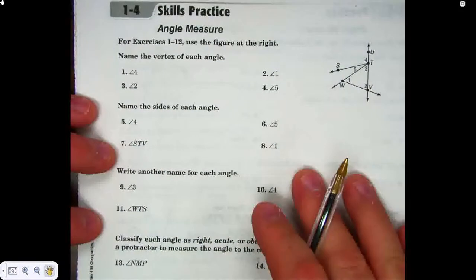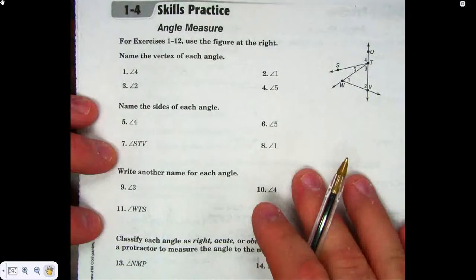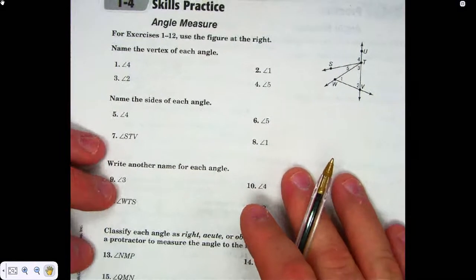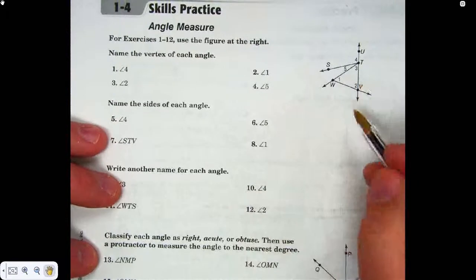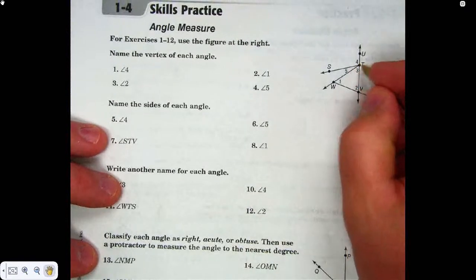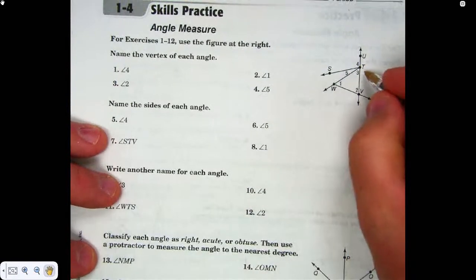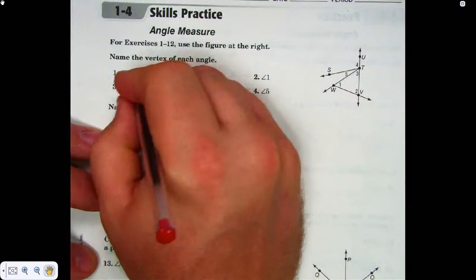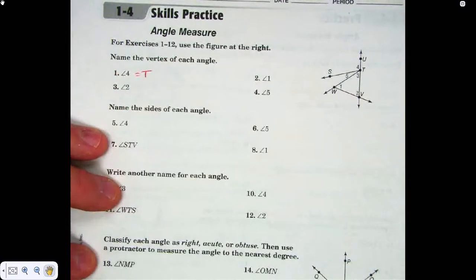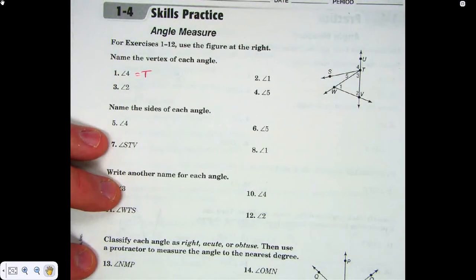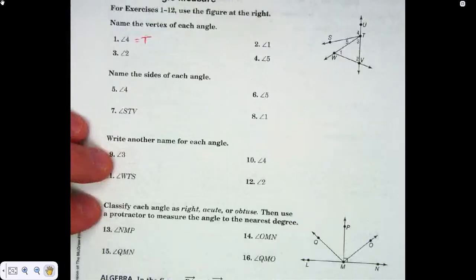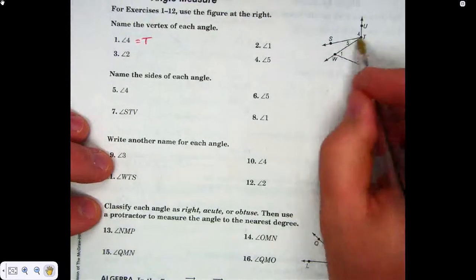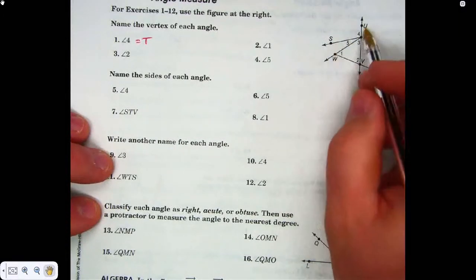Be able to do things like name the vertex of an angle. The vertex of an angle is where it changes direction. They do that at a point. So the answer is a point, the vertex of angle 4. This is angle 4, isn't it? Where's that vertex located? The answer here, T. That's where the vertex for that one is. Name a side. Side's going to be ST for angle 4. Side 4 and UT.